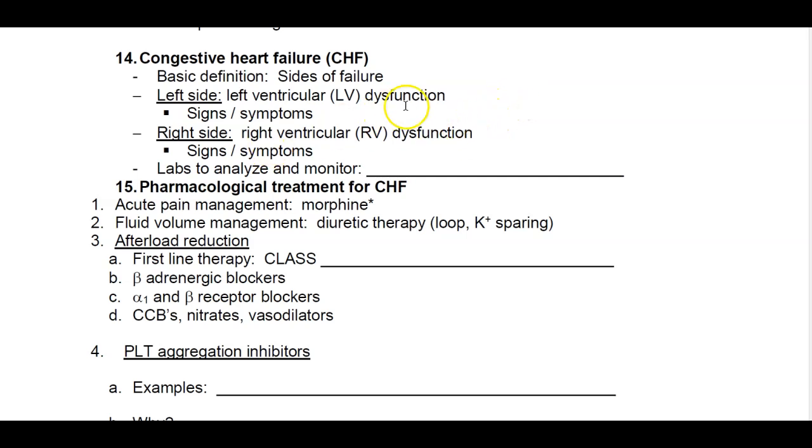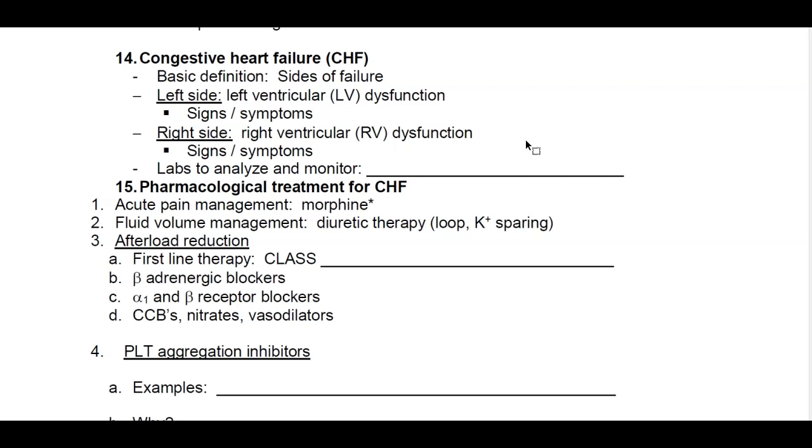Now let's talk about congestive heart failure. So the basic definition for congestive heart failure is basically the impairment of the pumping action of the heart. Therefore, it basically is a decrease in myocardial contractility. So a patient can have left-sided or right-sided heart failure. So they can have either or both, right?